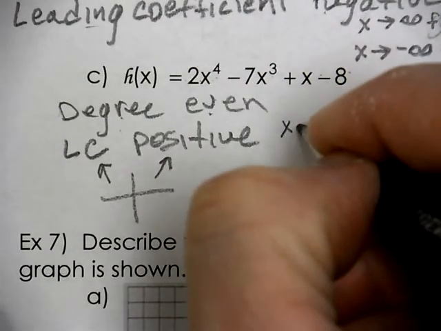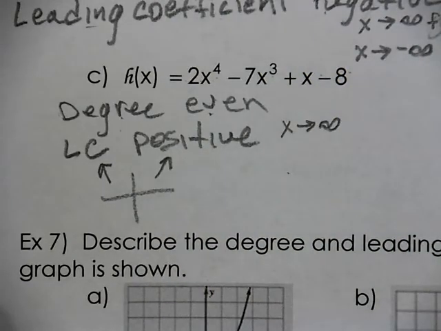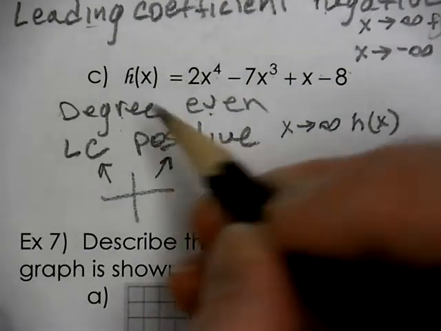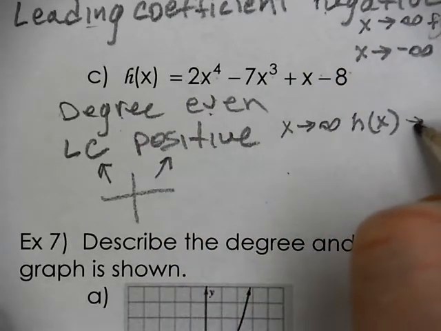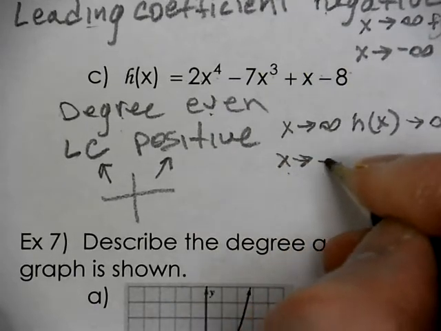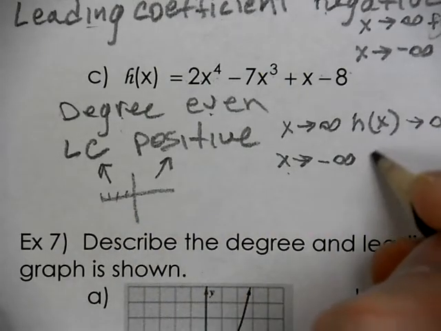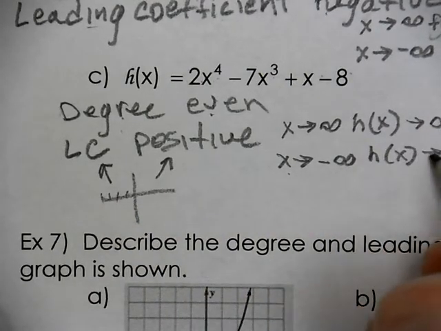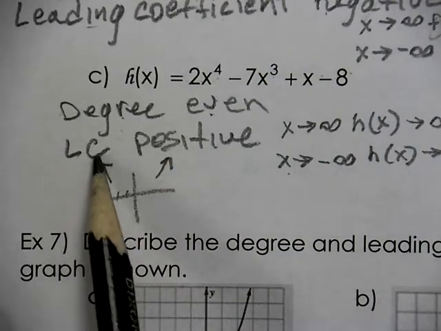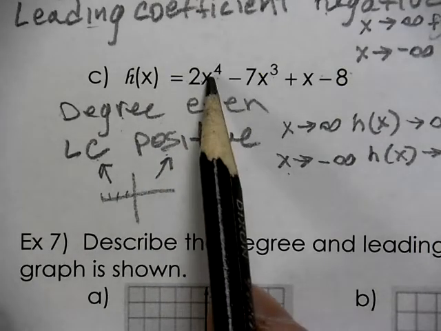So when we say x approaches positive infinity, we're talking about what happens when the graph goes to the right. The function, this one is called h, it goes up. And when x approaches negative infinity, otherwise known as the left, the function is also going up. Because that's what happens when you have a positive leading coefficient and an even degree.